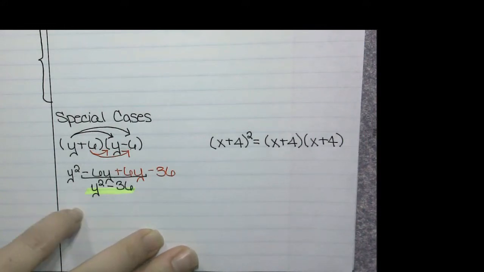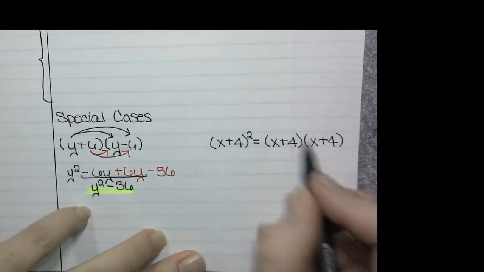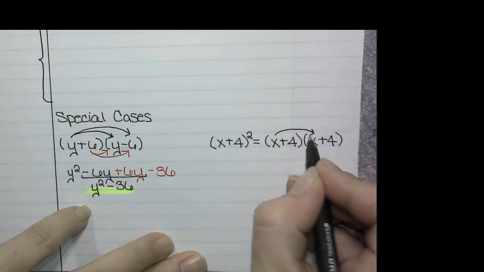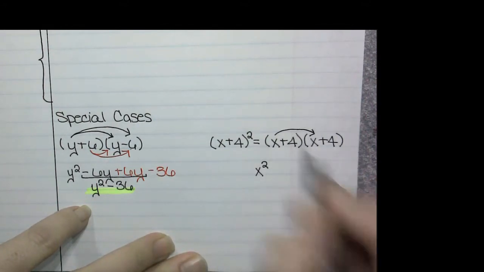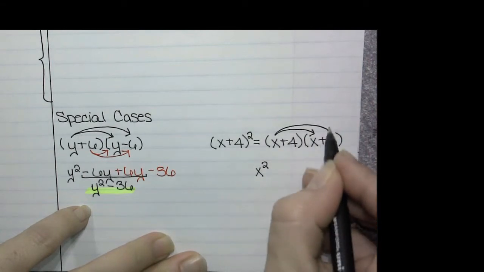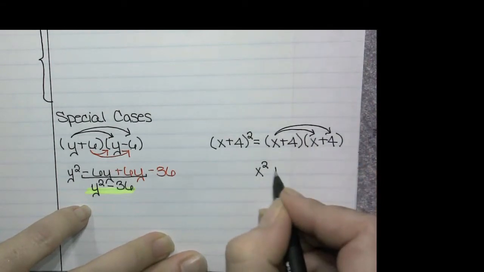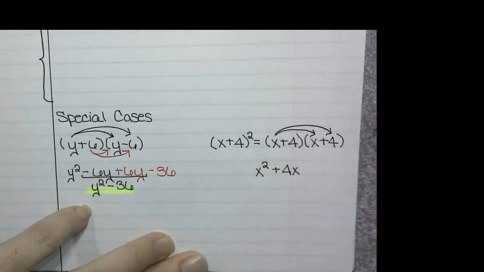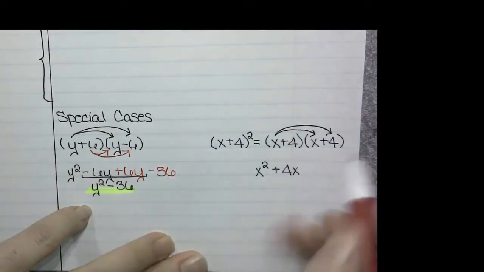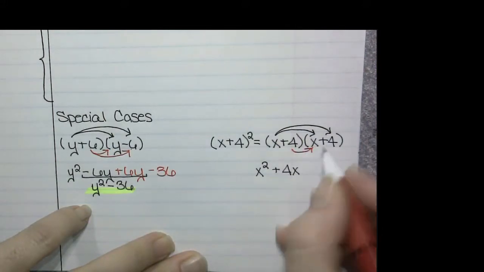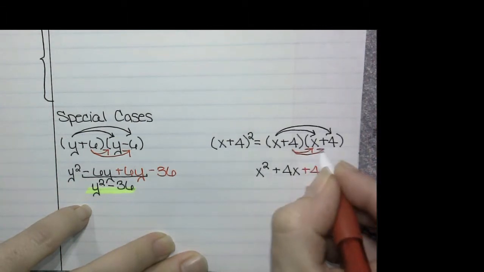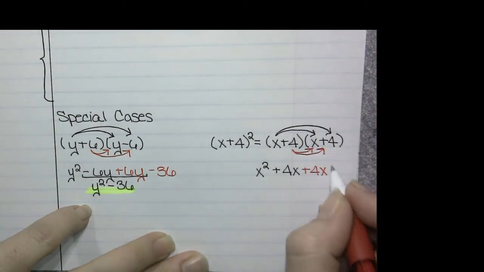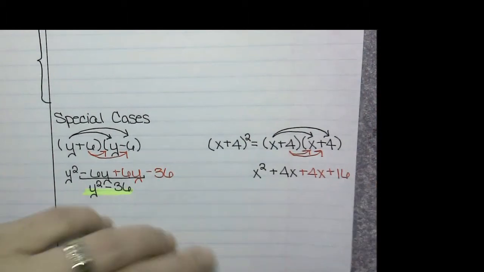And we're going to use FOIL. So we don't have to memorize anything right now. First term times first term, we get x squared. Outer terms, we get x times positive 4, which is positive 4x. And then we have our inner terms, positive 4 times x is positive 4x. And our last terms, positive 4 times positive 4, which is positive 16.